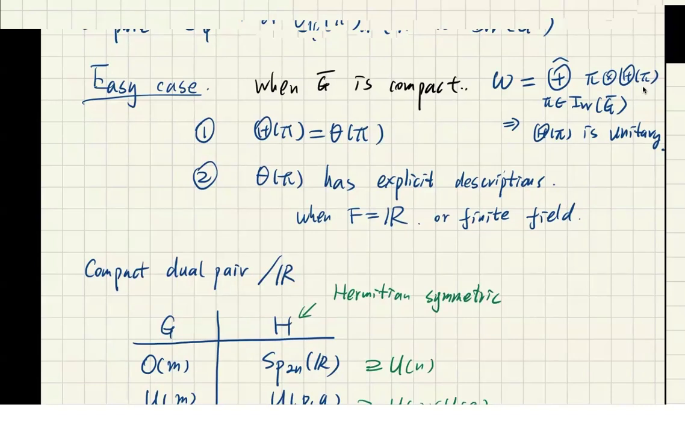And the Howe conjecture tells you that the maximal semi-simple quotient has only one component. So therefore it implies that this theta pi is semi-simple, which implies that. So I gave the proof basically.